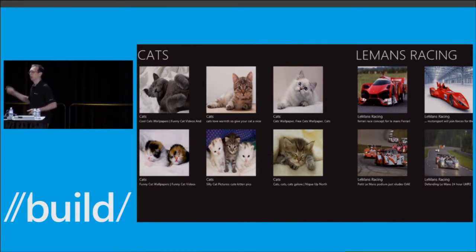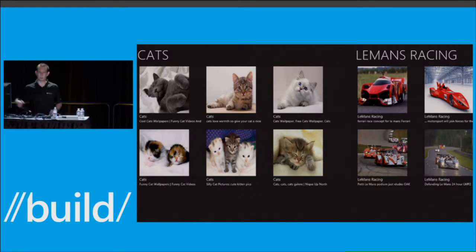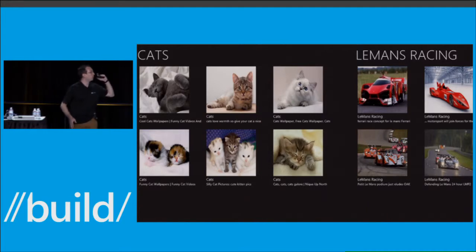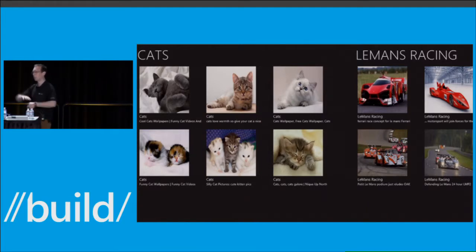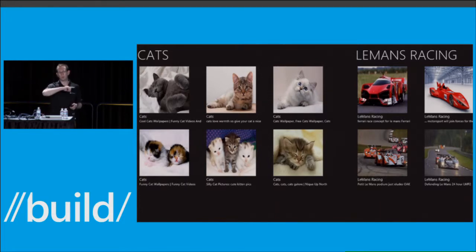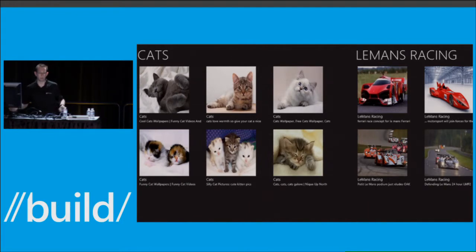In this case, I've got cats and Le Mans racing as 2 of the most important things that I care about. I've also got finance. My wife had me put on fashion later in this one. So there's a bunch of those things. When the app launches, it grabs the images, you can pan around to see all the images you care about, and then you can click to browse to those in Internet Explorer. Super basic, super simple app.